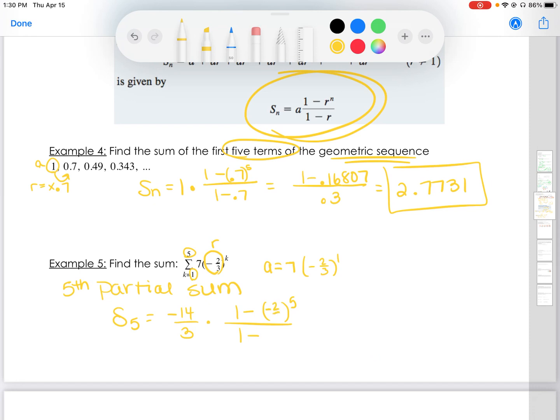So I have negative 2/3 here, negative 2/3 here. That is going to give us negative 14 over 3 times 1 plus 32 over 243 over 5/3. Yikes. And hopefully we'll let the calculator do a lot of this. We're going to get negative 770 over 243. A little bit messy there.